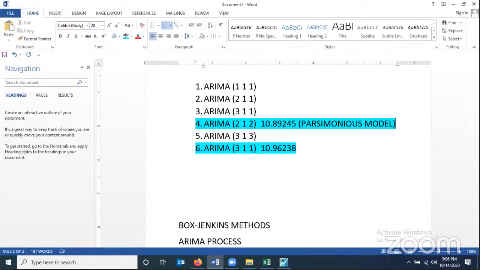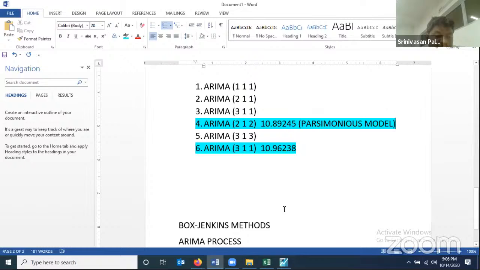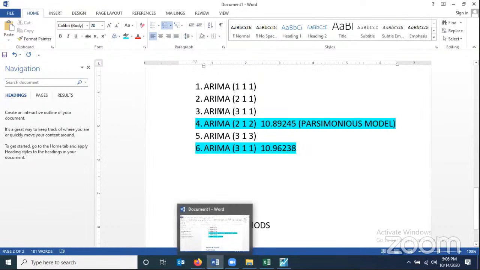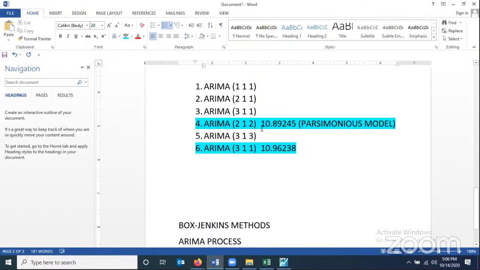Sir, how can we interpret this identification process? This is not an interpretation, this is identification. Normally, you have to do it. You want me to explain the table? No, sir. Actually, how did we come to this, that we chose this as the parsimonious model? How will we explain this?